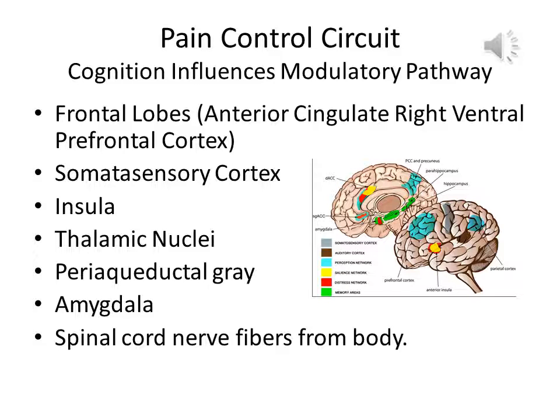As we mentioned at the outset, the pain control circuit is defined by the following structures: the frontal lobes, including the anterior cingulate and right ventral prefrontal cortex, the somatosensory cortex, the insula, the thalamic nuclei, the periaqueductal gray, the amygdala, and the spinal cord nerve fibers from the body.